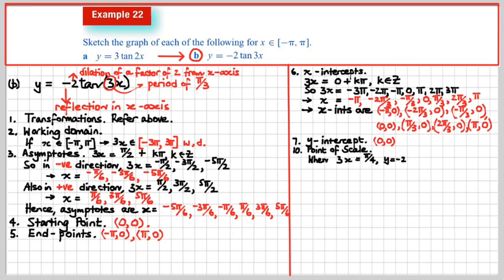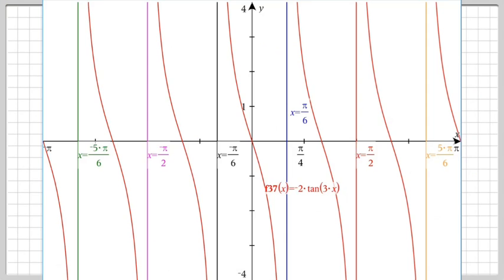Point of scale, when 3x equals pi on 4, in this case, and y would be, yeah, minus 2 because of the dilation factor of minus 2 for me and you. There it goes. Yes, is that right? Yeah, so if you divide by 3, you'll get x is pi on 12, and y will be minus 2. So there's our point of scale, guys. Oh, here we go. Goodness, what a busy graph.